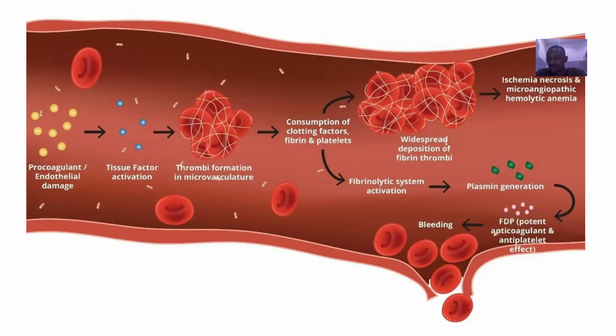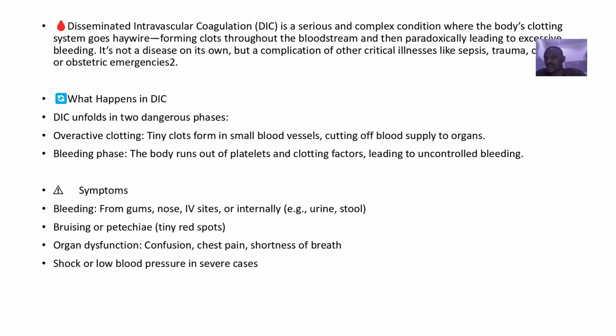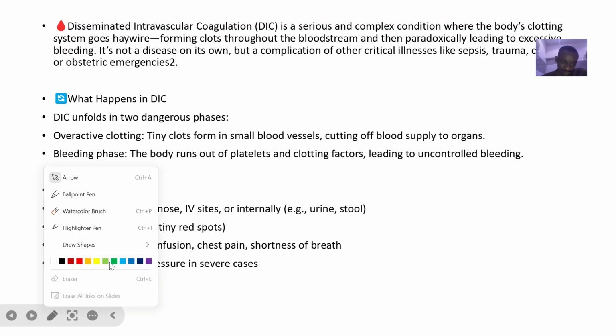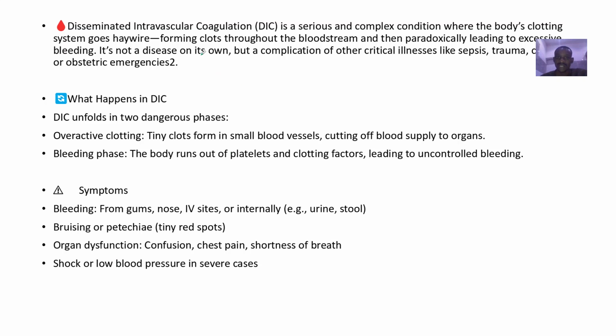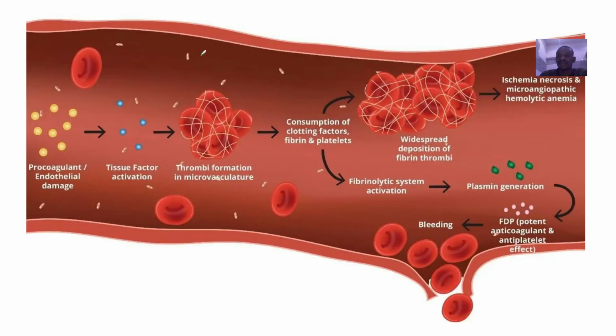Alright, so DVT, we said that there's abnormal clotting in deep veins. Okay, so how about this one? It's a serious and complex condition. This is where the body's clotting system goes haywire, like it's not controlled again. Alright, so clots are formed throughout the bloodstream, then paradoxically leading to excessive bleeding. Like, two things are happening: clot formation coming in, after clot formation bleeding comes in.